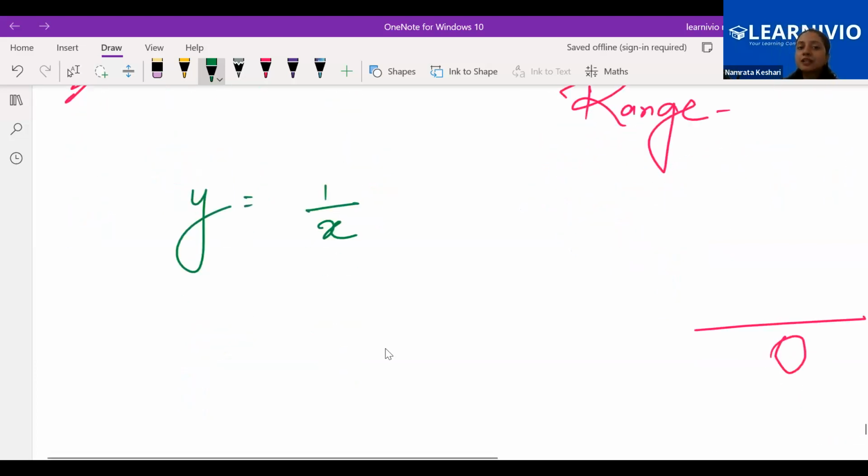Can you recall how we were discussing to find the range? x, if we shift it to the other side, it will be 1 by y. Yes or no? Now, if I ask you what is the possible y value, can you let me know? Just like the domain. Ali and Alina. Yes. What is the possible y value? Just like the domain, all real numbers minus.